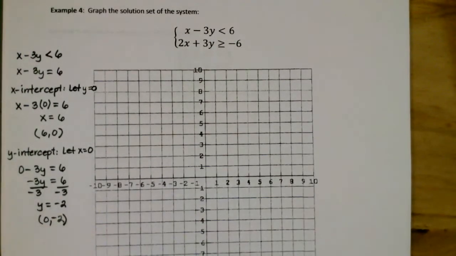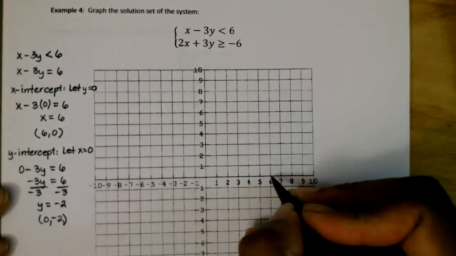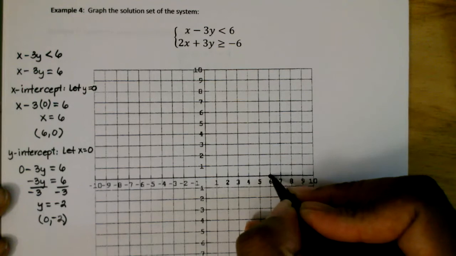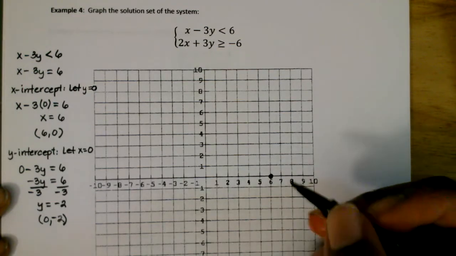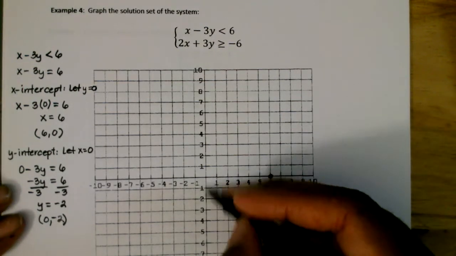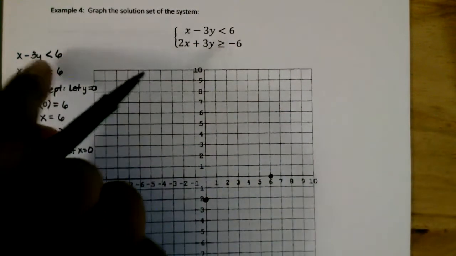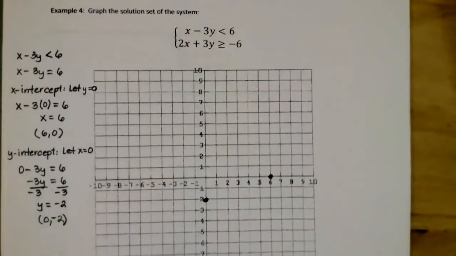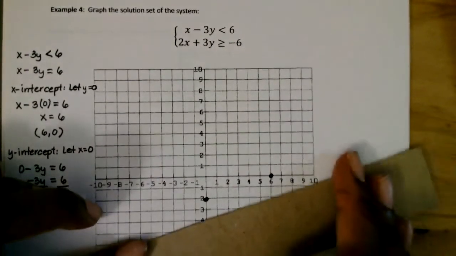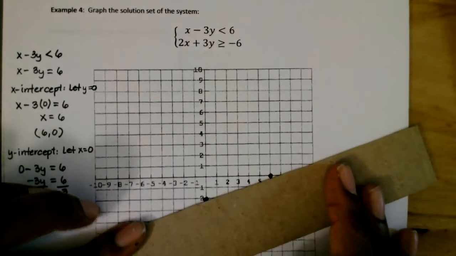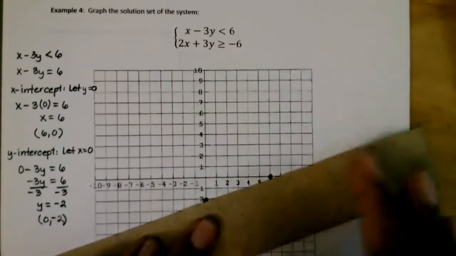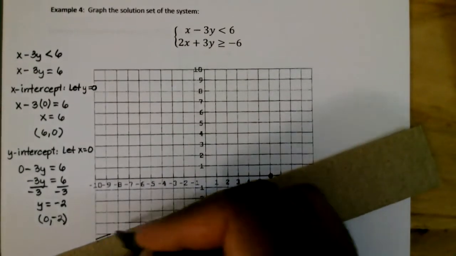And now I'm going to plot those intercepts on the coordinate plane. So (6, 0) would be 6 to the right, on the x-axis. (0, -2), we stay at 0 but go down 2. Now, the original inequality says less than. That would mean that this line would be a dashed line or a broken line or a dotted line. So I'm going to draw a dotted line.